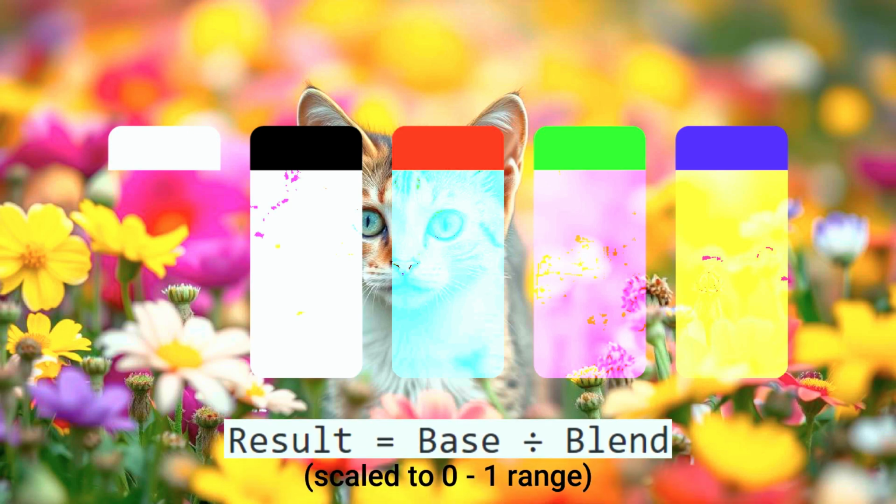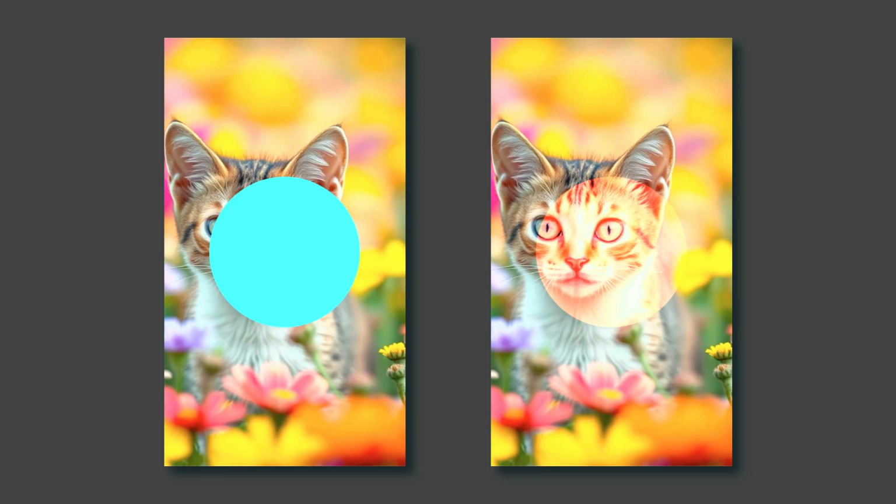Divide. Divide lightens the base by dividing it with the blend color. Brighter blend values create more intense lightening. White keeps the base unchanged. Dark colors brighten strongly. In the circle example, notice how the cat's face inside becomes washed out and bright. Divide is often used to correct shadows or create glowing effects.